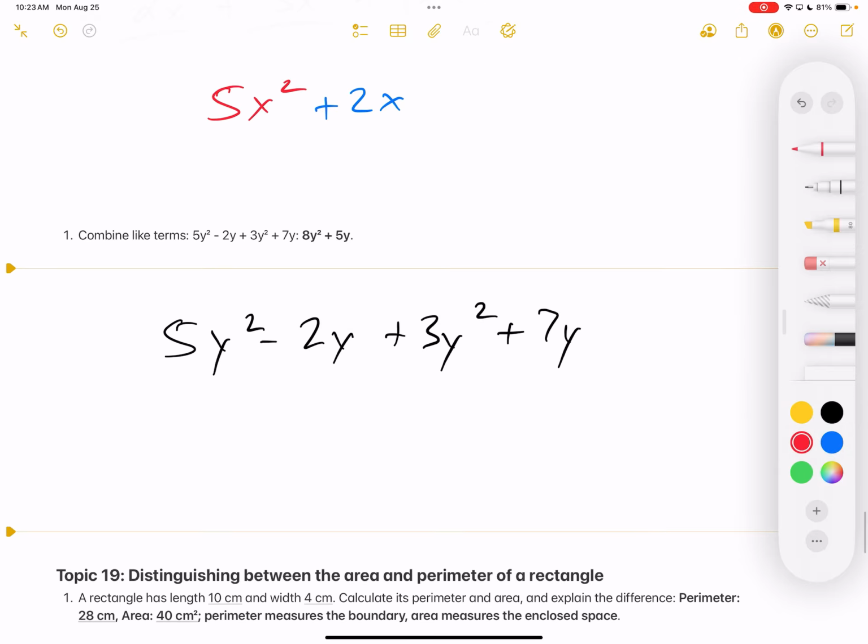All right, so it's a very similar problem. You can put the y squareds together. So 5y squared plus 3y squared would be 8y squared. And then negative 2y plus 7y would be positive 5y.